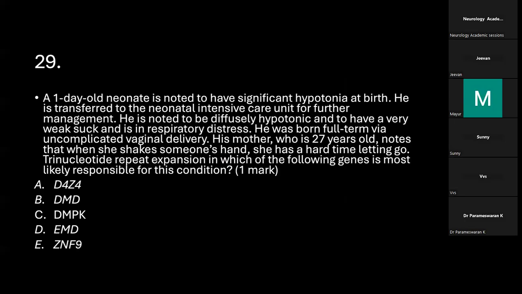Number 29, a 1-day-old neonate is noted to have significant hypotonia at birth. Is transferred to NICU for further management. Is noted to be diffusely hypotonic and to have a very weak suck and is in respiratory distress. Was born full term via uncomplicated vaginal delivery. His mother, who is 27 years old, notes that when she shakes someone's hand, she has a hard time letting go. Trinucleotide repeat expansion in which of the following genes is most likely responsible for this condition?